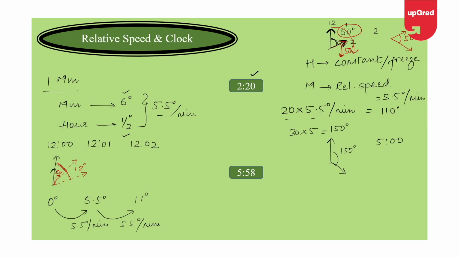Now, as I said, for the relative speed concept, we have to keep the hour hand at this point only. We freeze this and we run the minute hand with the relative speed. So what is the relative speed? It is 5.5 degrees per minute. For what duration has the minute hand traveled? It is 58 minutes. So 58 multiplied by 5.5. And what do we end up getting here?